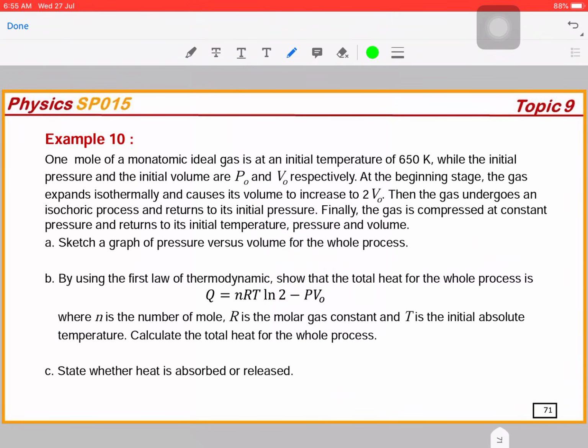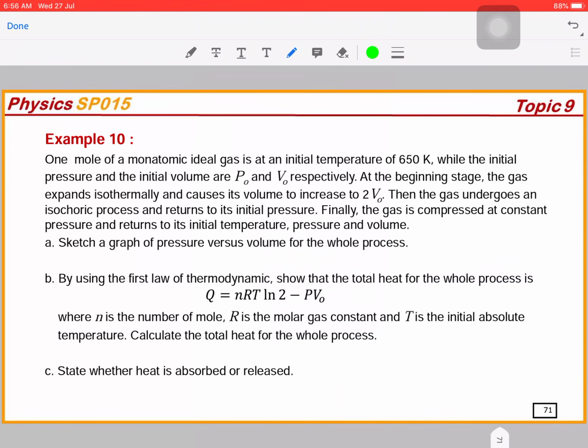Next, example 10. 1 mole of monoatomic ideal gas is at an initial temperature of 650 Kelvin, while the initial pressure and the initial volume are PO and VO respectively. At the beginning stage, the gas expands isothermally and causes its volume to increase to 2VO. That means the volume is doubled. Then the gas undergoes an isochoric process and returns to its initial pressure. Finally, the gas is compressed at constant pressure and returns to its initial temperature, pressure, and volume.